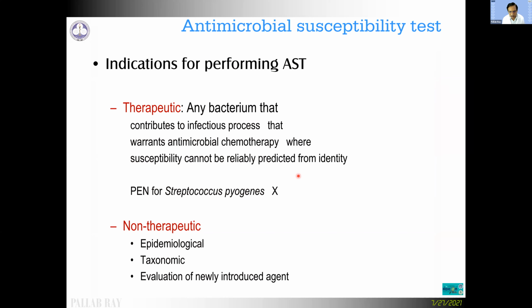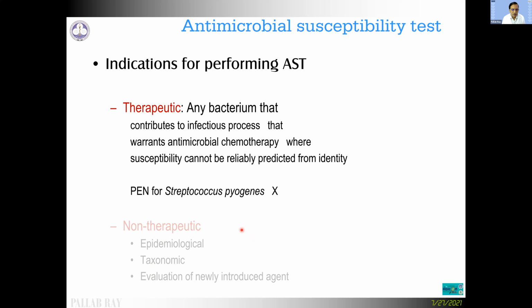It can be non-therapeutic indications, which can be either epidemiological, taxonomic, or evaluation of newly introduced agent to have local experience. But if we take out these, actually both CLSI and EUCAST are primarily made for therapeutic antibiotic susceptibility test, where the testing has got a bearing on the patient's outcome, the treatment of the patient, and finally the outcome.